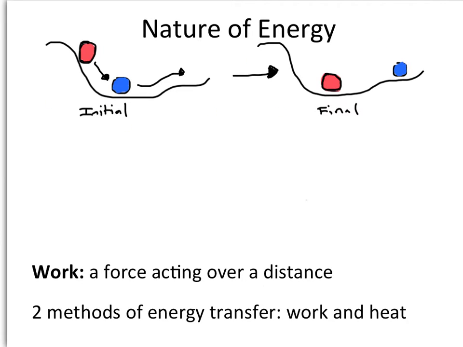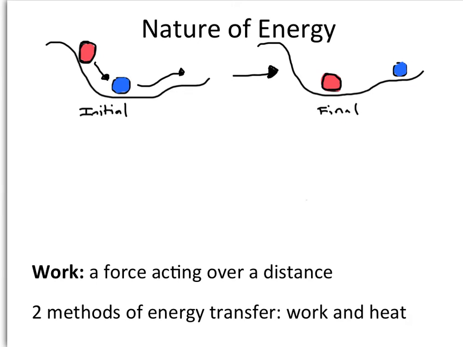We have an initial state of a red ball and a blue ball, and we have a final resting state of those same two balls after the exchange of energy has occurred. Notice the red ball and the blue ball are in different positions, but it's still the same diagram. It's just an initial and final state.